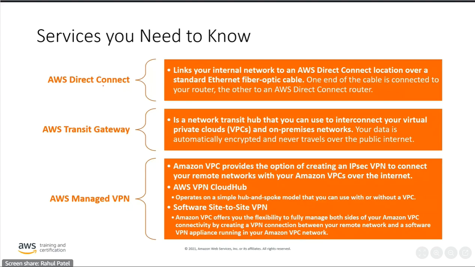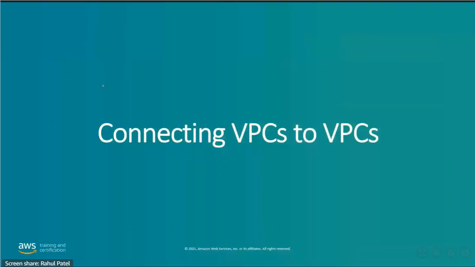And then site-to-site VPN is something that you can use if you want to connect your on-premises network to AWS using a software VPN appliance. So these are the different options that we have when we want to connect our on-premises network to a VPC.